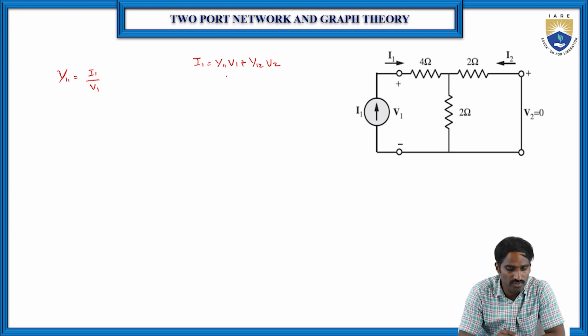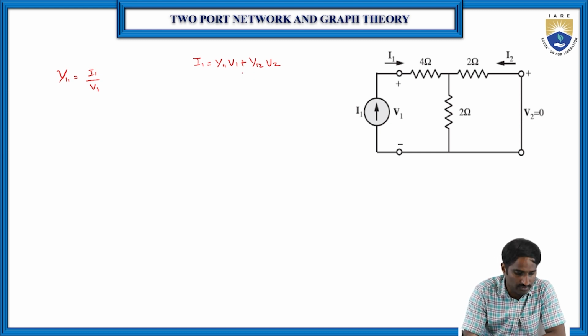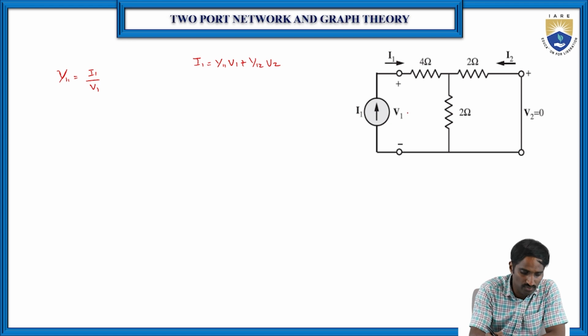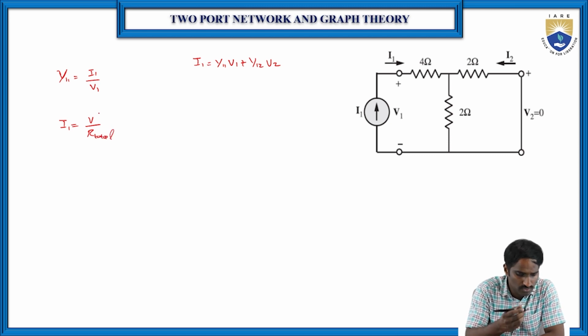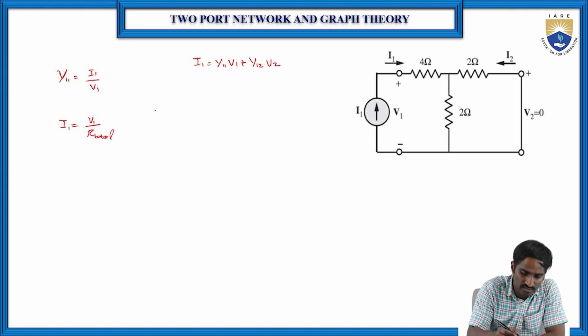So if we are able to find the I1 value in terms of V1, then it is easy to find the values of Y11 and Y12. For that, in this circuit, let us find the total current. The total current, I or I1, is equal to V by R total. Here we don't know V, but let us consider V equal to V1.